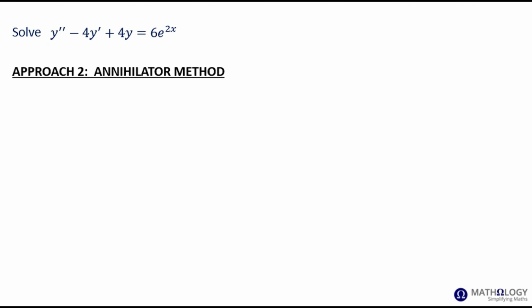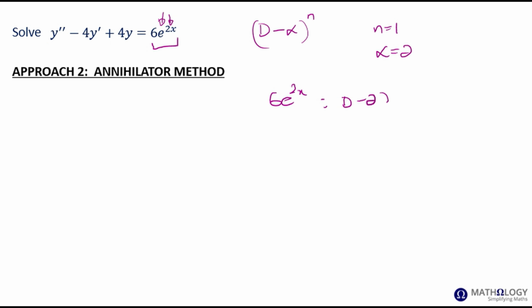So the annihilator method, we're looking at the right-hand side of the differential equation, and we need to find an operator that will annihilate this function 6e to the 2x. The operator that annihilates functions of this exponential type is d minus alpha to the n. In this case, n equals 1, and alpha is the coefficient of the exponent. It's the coefficient of 2x, so alpha equals 2. So the operator that will annihilate the function 6e to the 2x will be d minus 2.